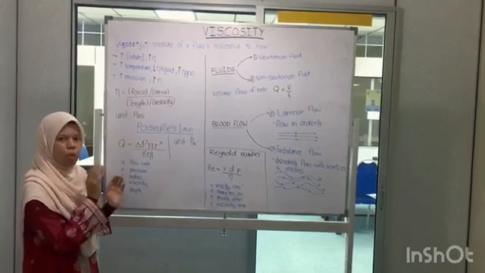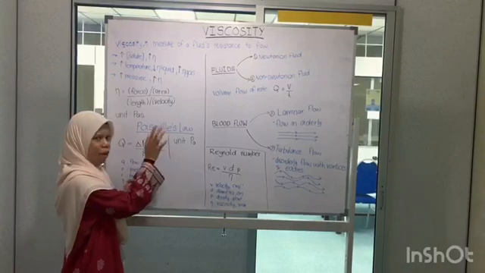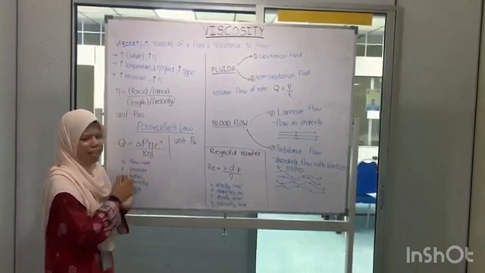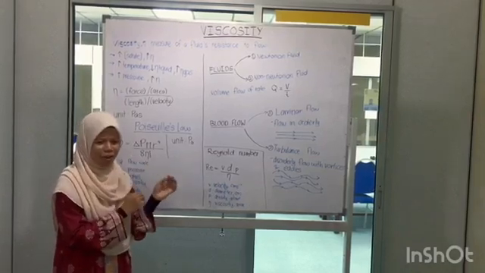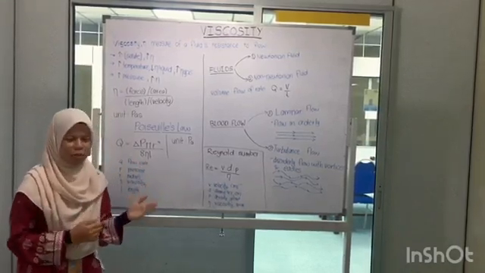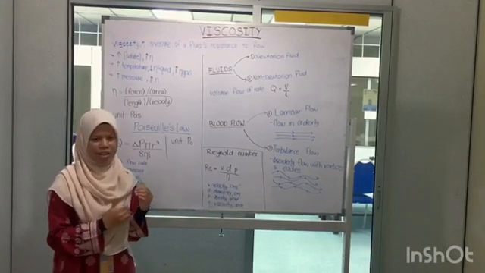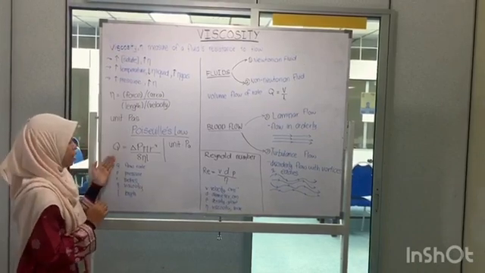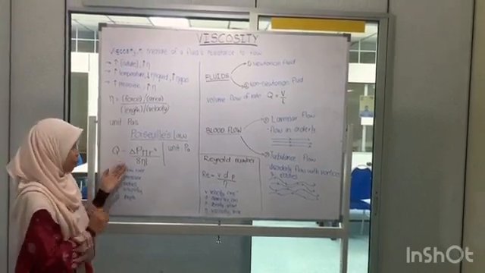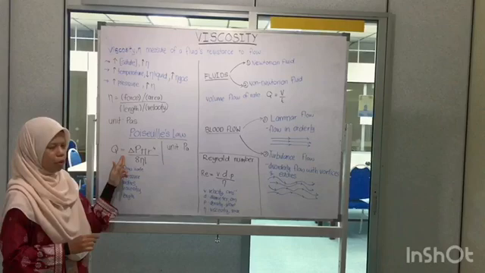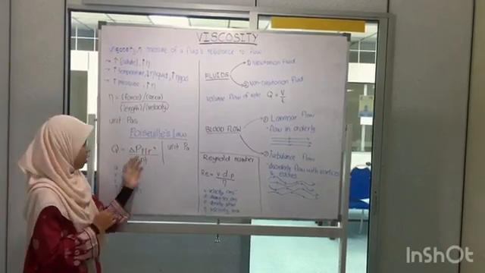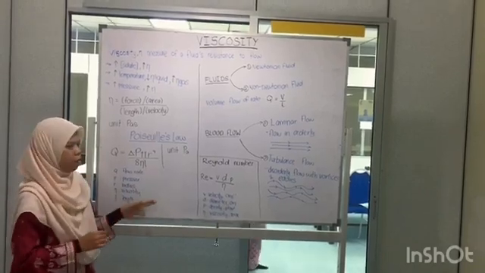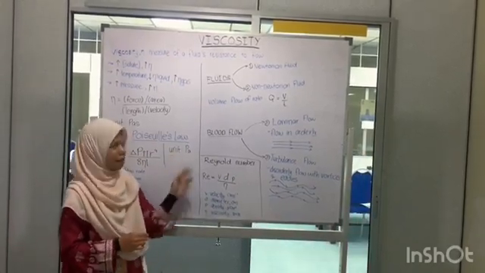Under viscosity, we have Poiseuille's law. Poiseuille's law states that the velocity of steady flow of fluid through a narrow tube varies directly as the pressure and the fourth power of the radius of the tube. This is the formula for Poiseuille's law: Q equal to delta P pi R to the fourth, divided by 8 viscosity L. The unit for Poiseuille's law is Pascal.